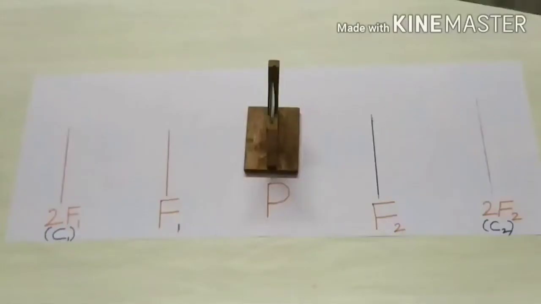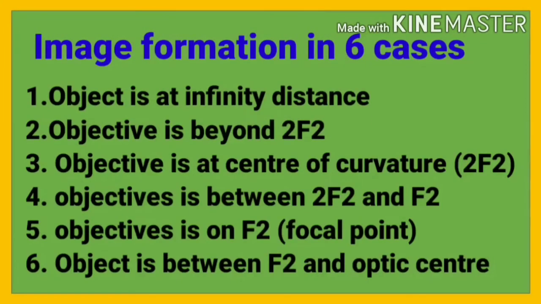Now we will observe the six conditions for object and images. The six conditions are: number 1, object is at infinity distance. Number 2, object is beyond 2F2. Number 3, object is at center of curvature or 2F2. Number 4, object is between 2F2 and F2. Number 5, object is on F2 or focal point. Number 6, object is between F2 and optic center.